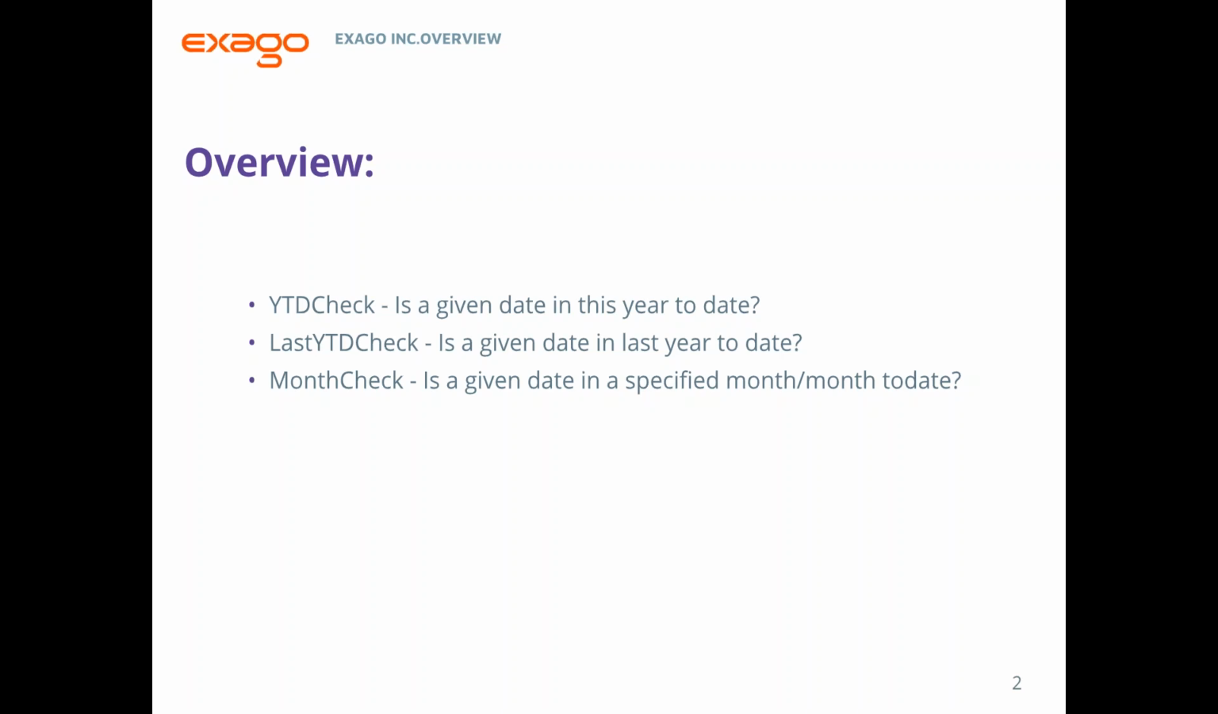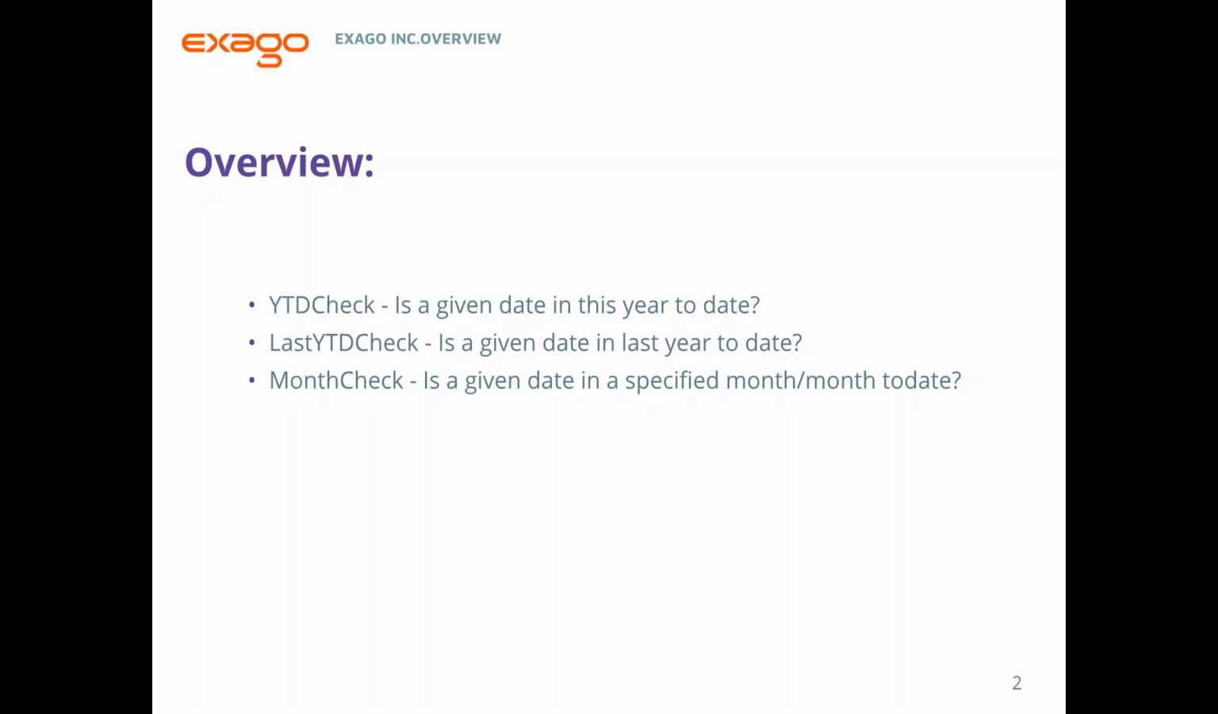Those 3 custom functions are first going to be our year-to-date check. This is going to be useful whenever we need to do any type of year-to-date calculations, whether that be summing some given field, doing a count of some other field or something like that. Those would be good instances to use this first year-to-date check function. Very similarly, we're going to have a last year-to-date check function, and this is going to be particularly useful when we want to do year-over-year calculations and things of that nature.